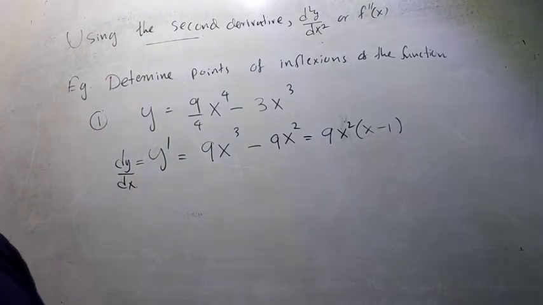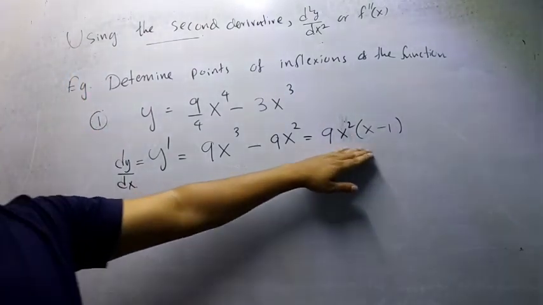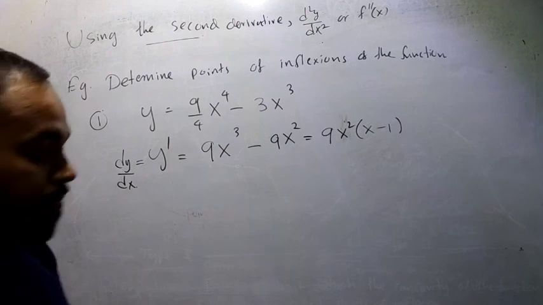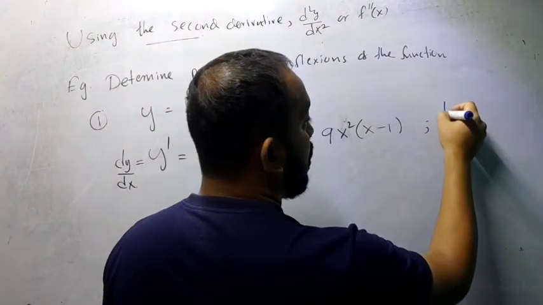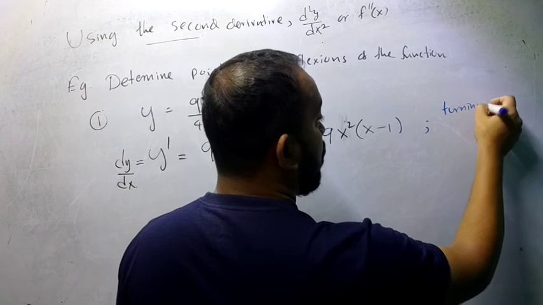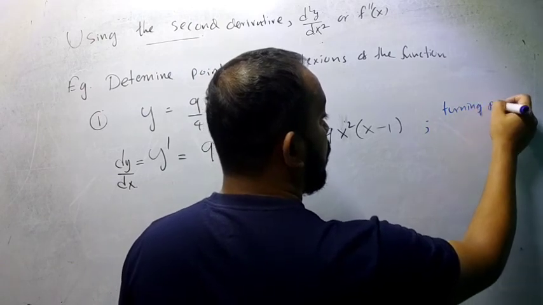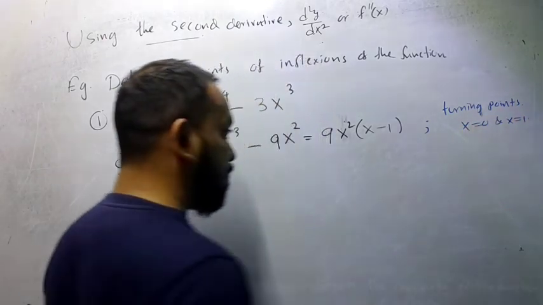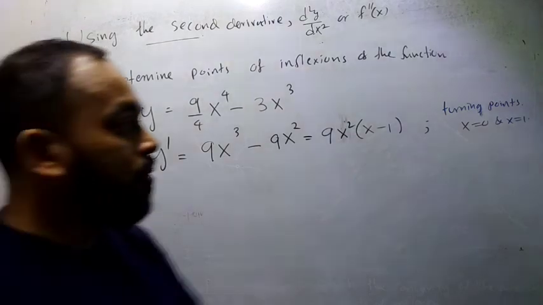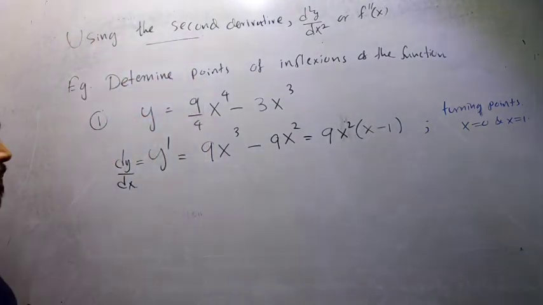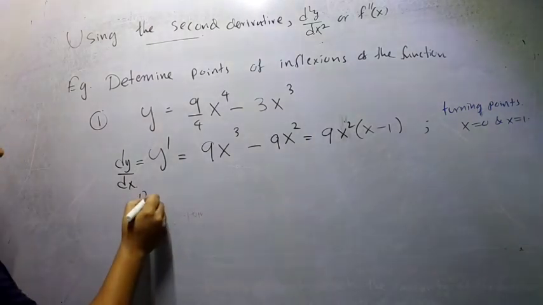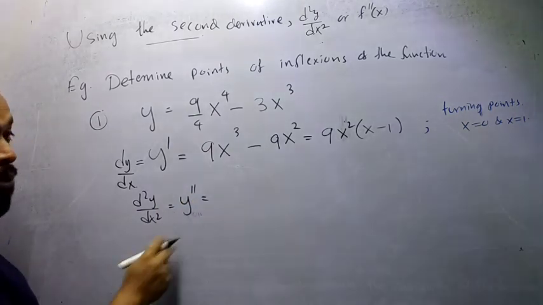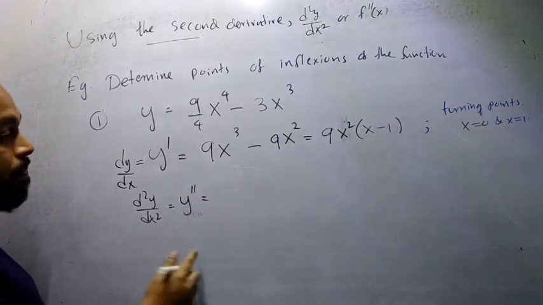So in this case, you know that the turning points occur at x equals 0 and x equals 1. We don't need that, I just showed you to recap what we learned. Then the second derivative test: y double prime, which is f double prime, same thing.